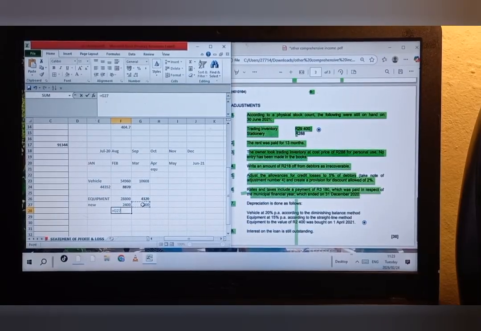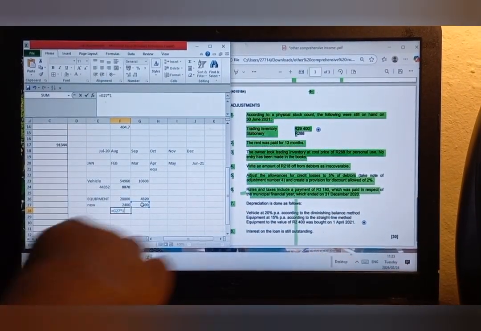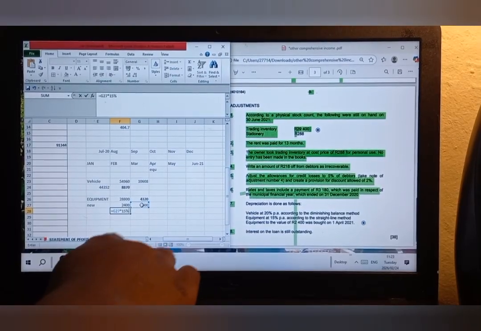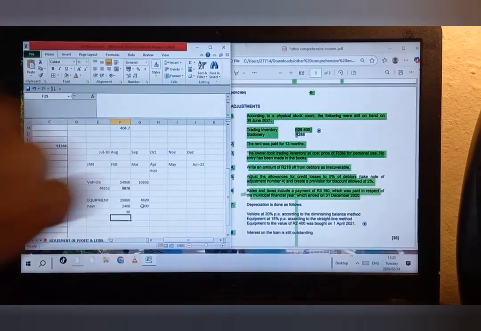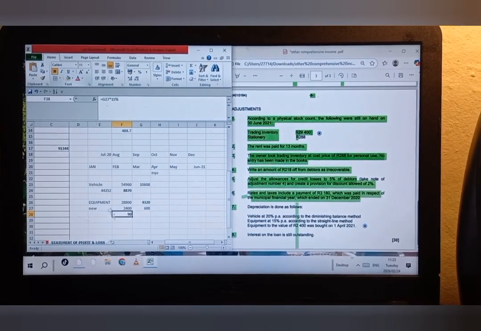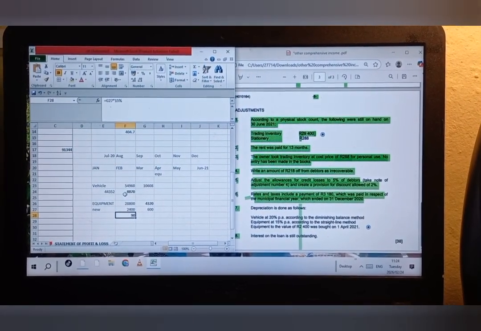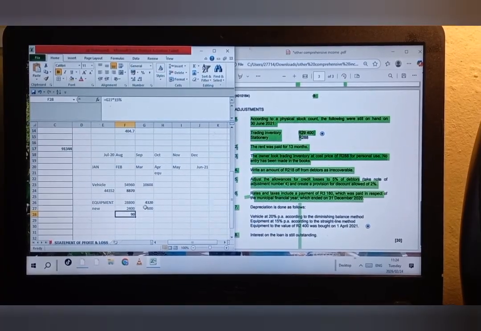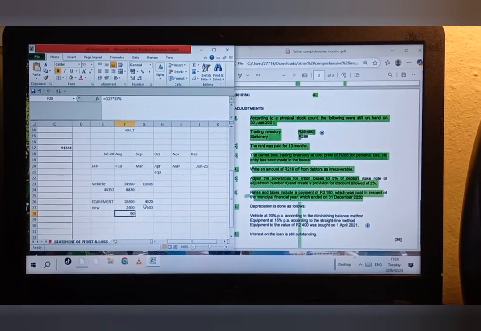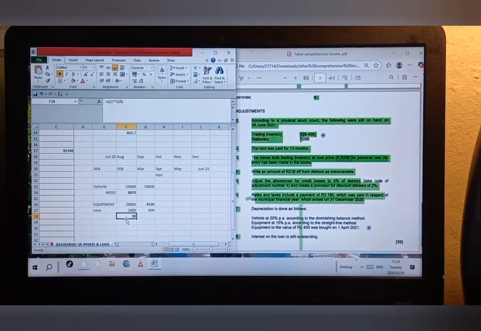The amount that you get times 15%, you get your 90 rand. This is the depreciation for the new equipment. This is the depreciation for our vehicle. This is the depreciation for our old equipment. And then this is our depreciation for the new equipment.